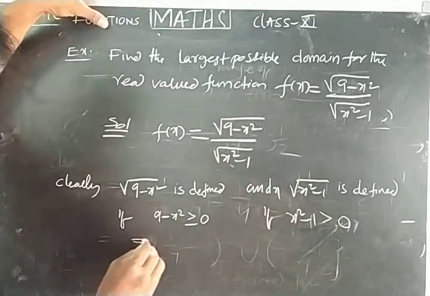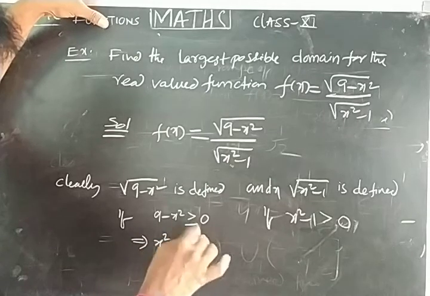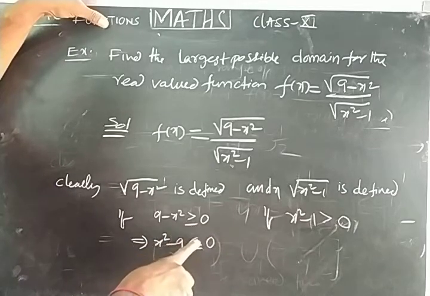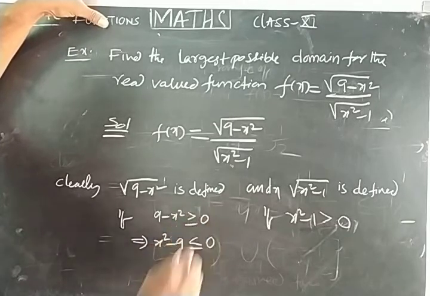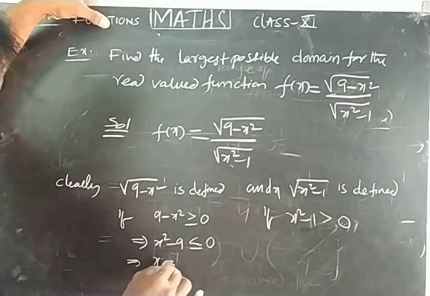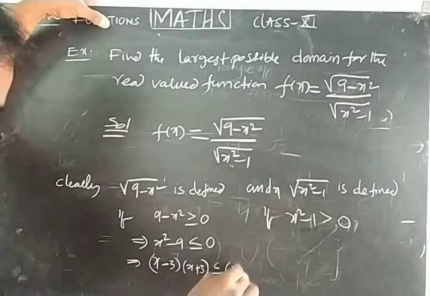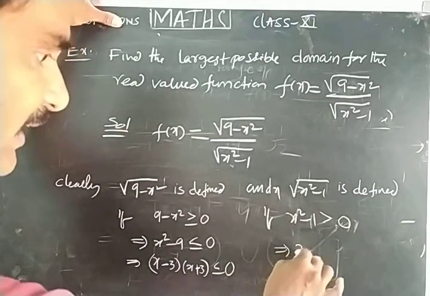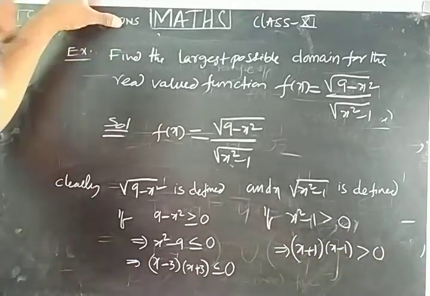Now here I am taking minus common, so you will get x square minus 9. I am multiplying with minus, so greater than or equal to becomes less than or equal to 0. When you are multiplying with minus on both sides, the inequality will change. If you take the reciprocal, that time also the inequality will change. Okay. Now I will find the factors: x minus 3 into x plus 3, because a square minus b square is less than or equal to 0. Right? Now here I am splitting as factors x plus 1, x minus 1 greater than 0.